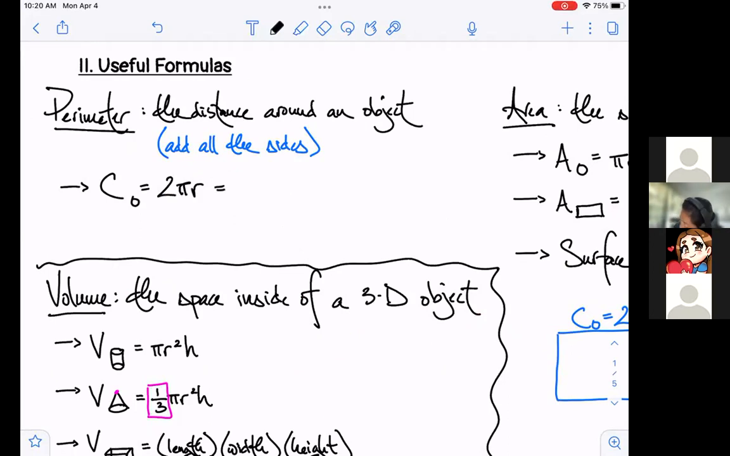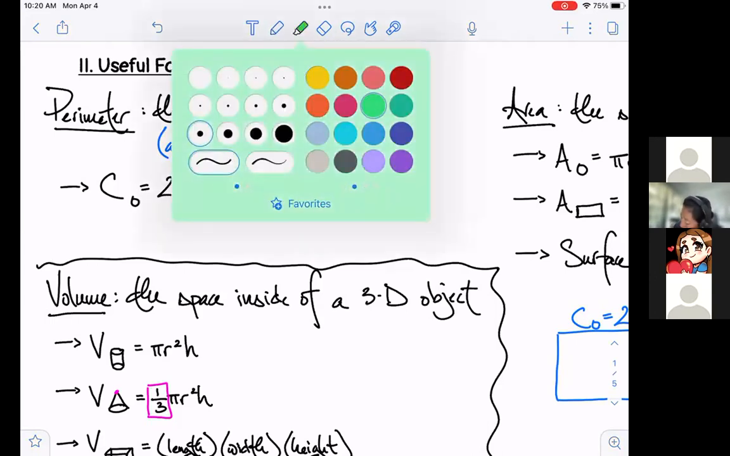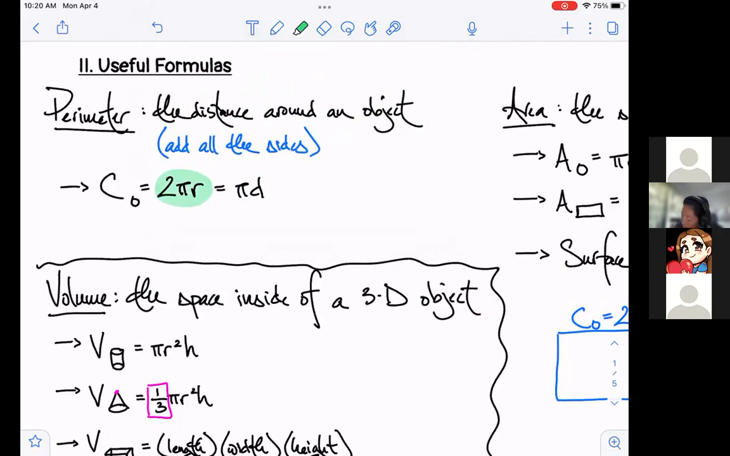It's not wrong to say pi times the diameter, but what we're going to find is that we actually will be able to write more formulas with the radius, so it would probably be more valuable to remember that formula, okay?